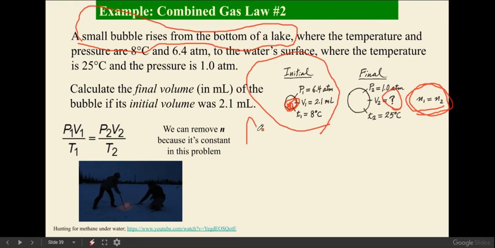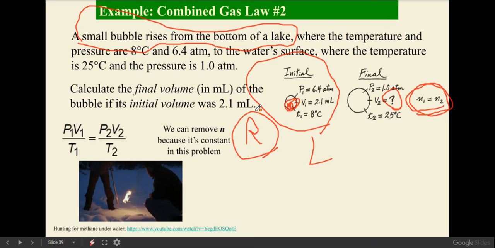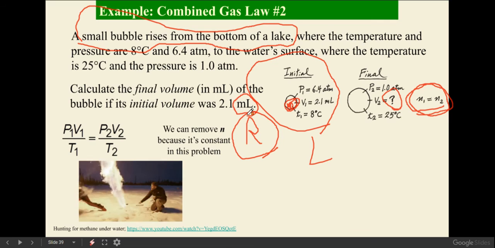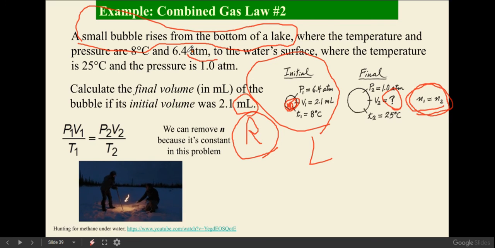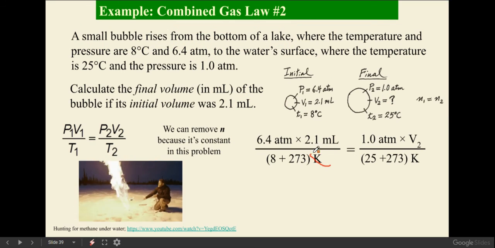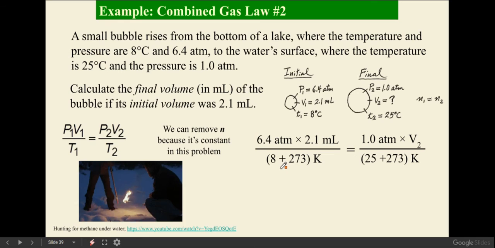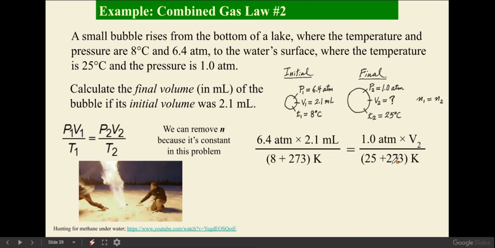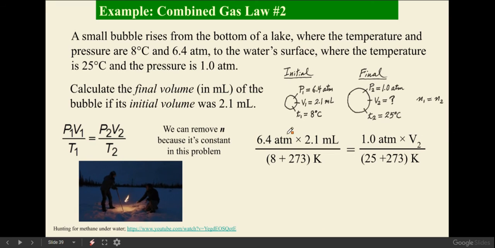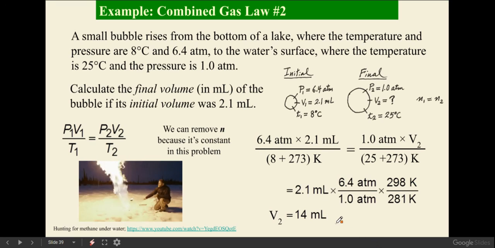Now, one of the nice things is that because we're not using R, we technically don't have to have liters, so we can leave it in milliliters. And same thing with pressure, it doesn't have to be atmospheres, but it is in atmospheres. But the one thing you still have to convert every time is temperature, it has to be in Kelvin. If you see temperature in this chapter, convert to Kelvin. So we have our original pressure and volume divided by the original temperature is equal to the new pressure over the new temperature times the volume. So do this math, multiply by this, divide by 1, and we get a volume of 14 milliliters.